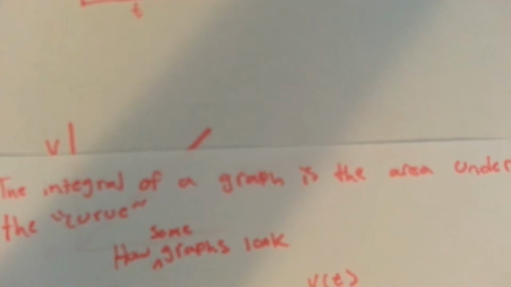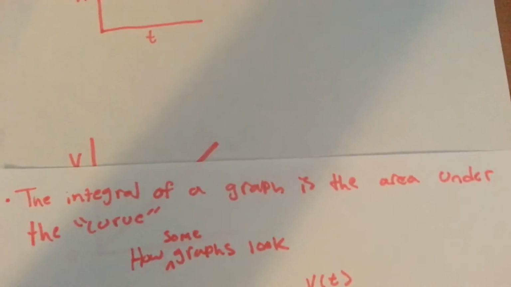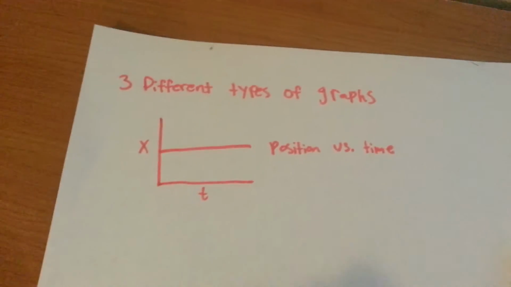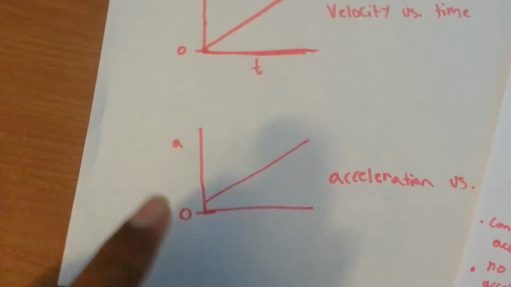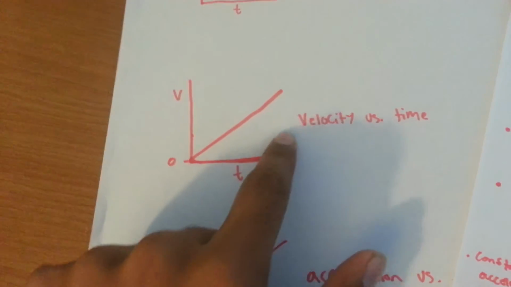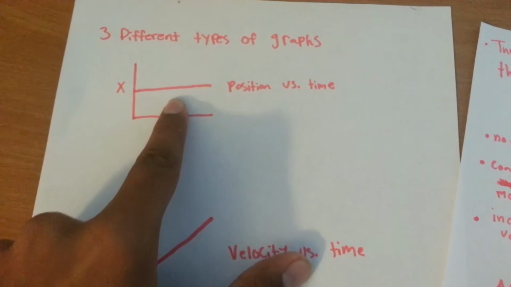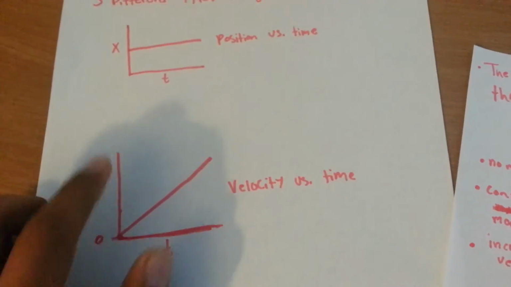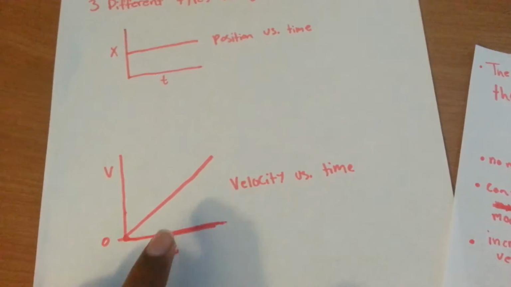The integral of a graph is the area under the curve. So essentially you can think of it as moving up and down. If you have the area under here, that's going to be this graph. If you have the area under here, it's going to be that graph. So they relate to each other, and then the derivative is at a certain point.